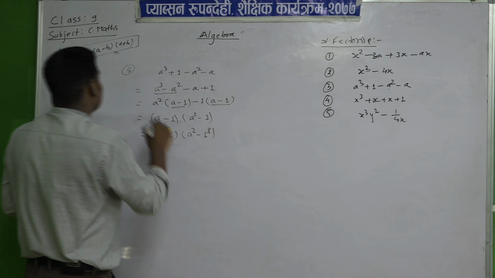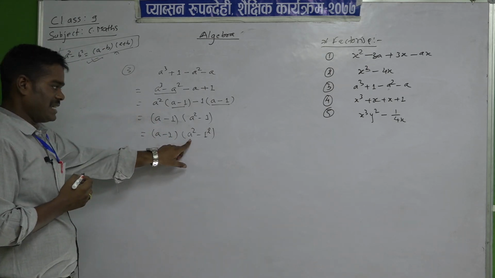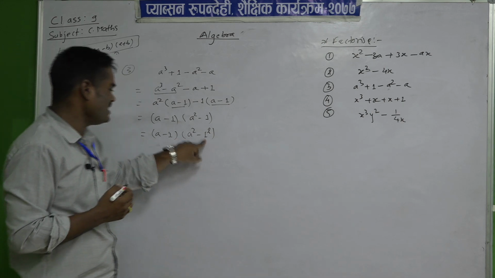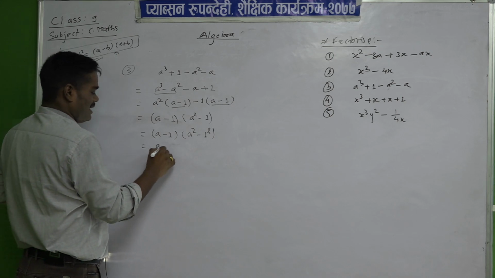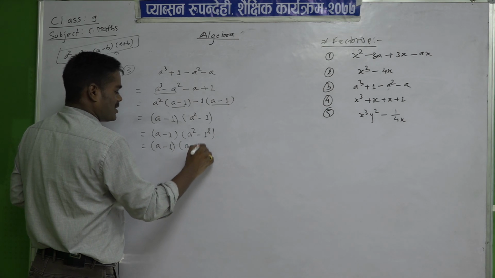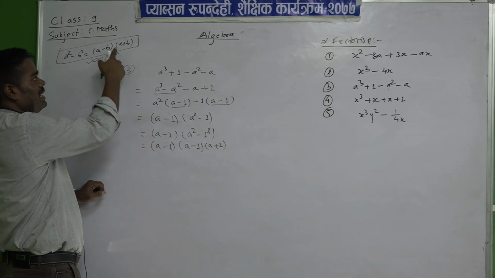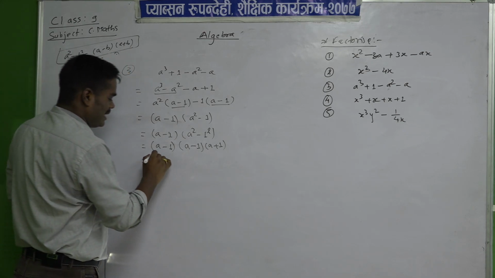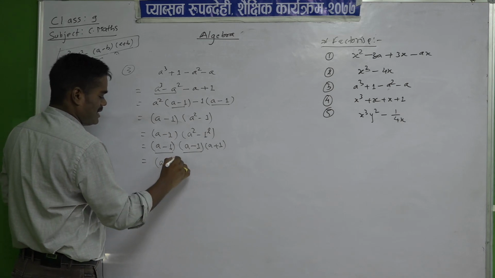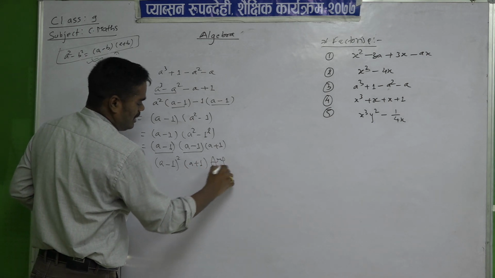So again we can use the formula a square minus b square, where a means a and b means 1. A minus 1 is already one factor, and this is a minus 1, a plus 1, that is a minus b, a plus b. You are watching that these 2 factors are the same, so you can write it in square form: a minus 1 whole square, and then a plus 1. This is the answer.